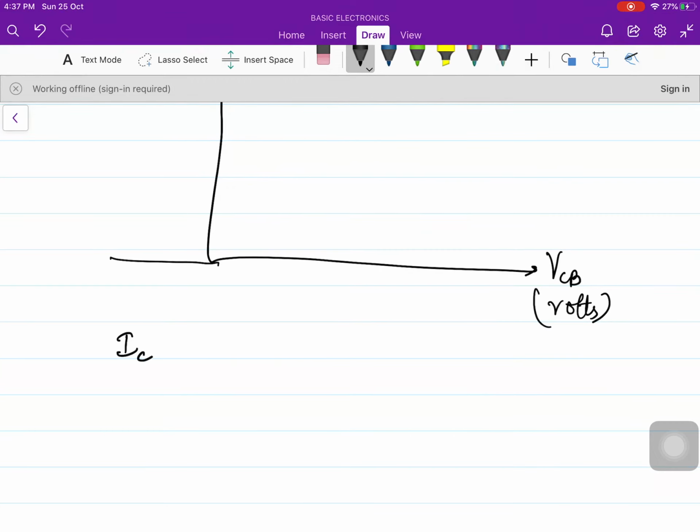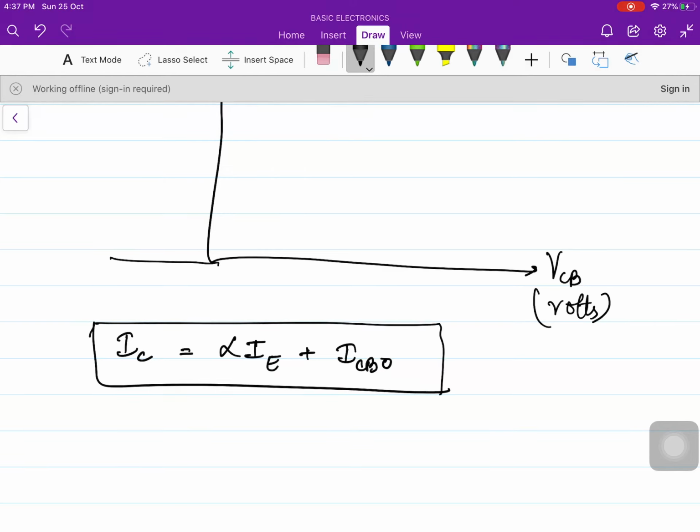current for common base. So the output current for common base was IC, and the complete equation was alpha IE plus ICBO. This was the equation. Now, according to this equation, start analyzing it. First point, let IE equal 0, because you have to draw the graph for different values of IE. So first of all, put IE equal to 0, then IC must be equal to ICBO.